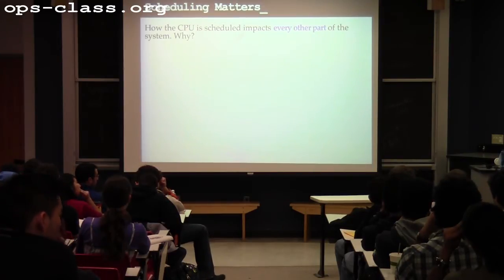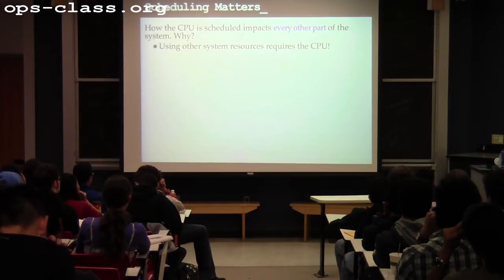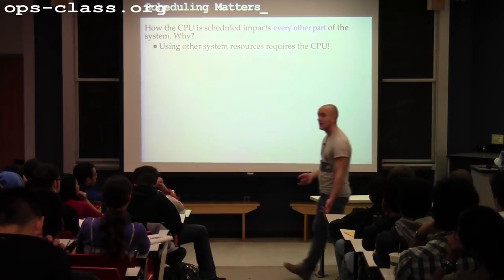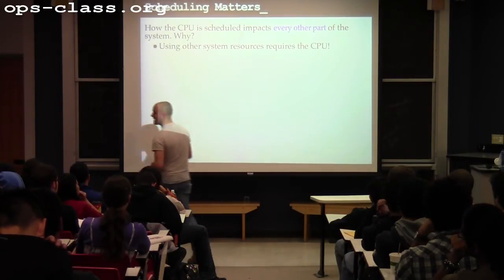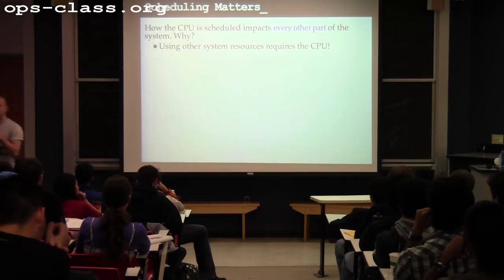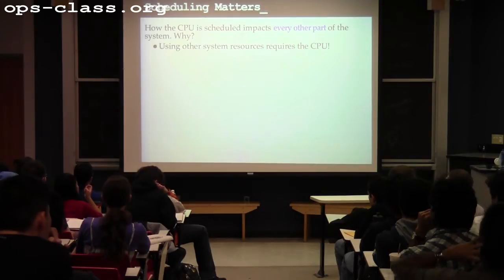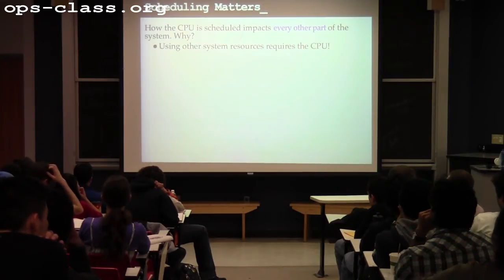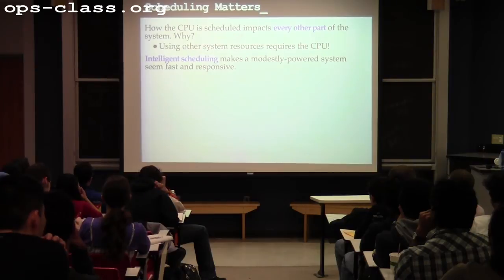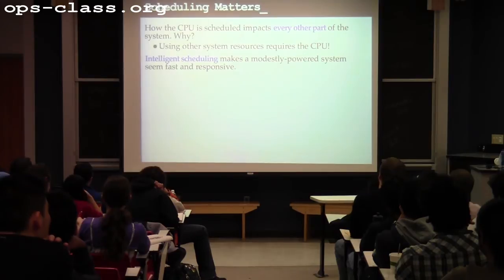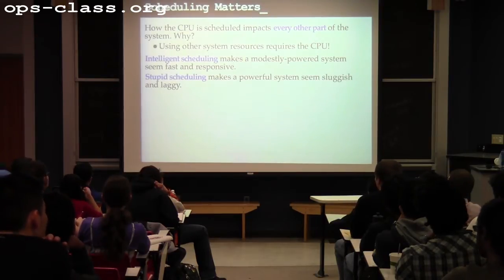But it's also important to keep in mind that every other resource on the system is either something that's used while you're using the CPU, like memory, or is something that, in order to gain access to, you have to use the CPU. So the CPU is the gatekeeper. I can't take input from the touch screen without using the CPU. This all starts at the processor. If I do intelligent scheduling, I can make even an underpowered system seem quite responsive, and bad scheduling will make even a really powerful system seem really slow. So this has a pretty dramatic effect on how your system behaves.